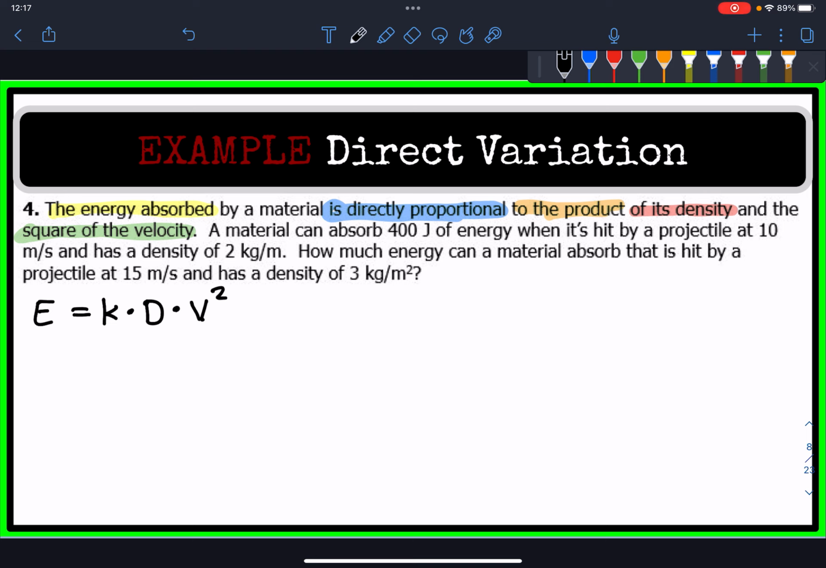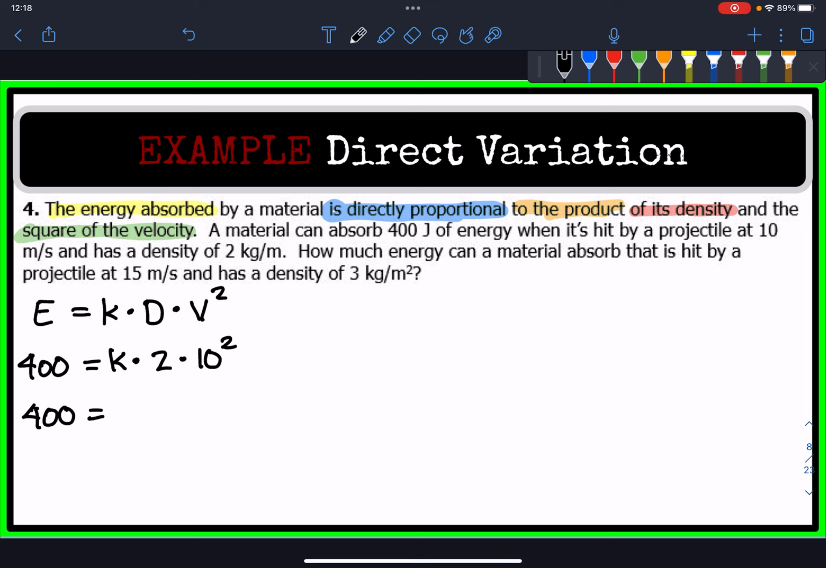Now, a material can absorb, for example, 400 joules of energy. So the energy is 400. We don't know our constant. It's hit by a projectile at 10 meters per second and has a density of 2 kilograms. So our density is 2, and our velocity is 10 meters per second, so 10 to the second power. Again, remember, these are not decimal points, these are times symbols. So k times 2 times 10 squared.